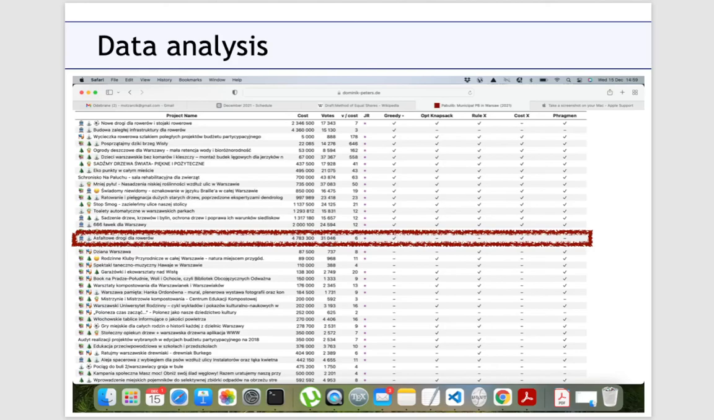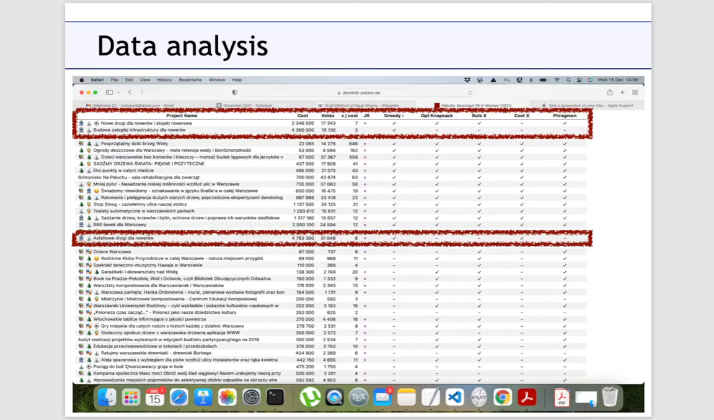Now have a look at the difference between these two rules. Let's start with the greedy method. The greedy method would additionally select these two projects. These are also very expensive projects, and what is important, they are also about new infrastructure for bikes. So we can see that the greedy method overrepresents some group of voters.